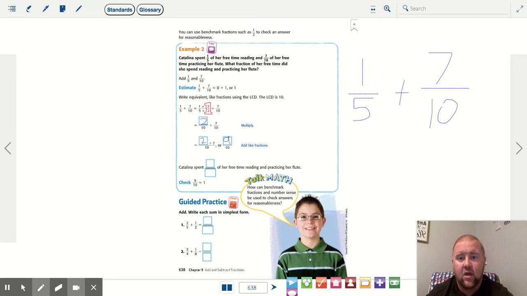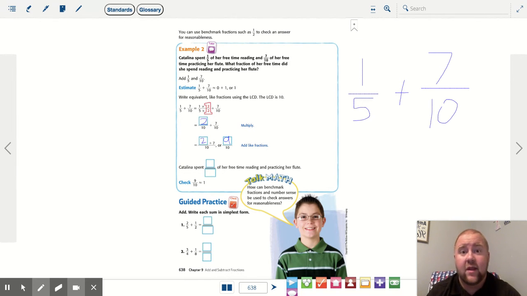check and estimate, well, 1/5 is kind of close to 0. It's really close to not being anything. And 7/10 is close to 1. So if we did 0 plus 1, that would give me about 1. And 9/10 is really close to having 1 whole. So our check kind of comes through and shows us that our answer is reasonable.